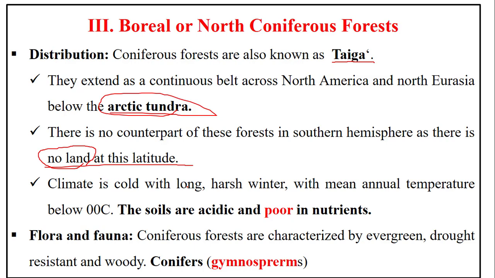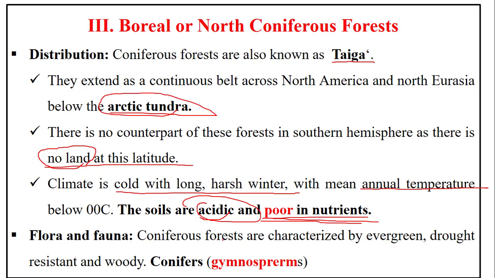The climate is cold with long, harsh winter seasons. The mean annual temperature is below 0 degrees centigrade. The soils are acidic and poor in nutrients. It is very toxic and acidic in nature, right? It is not suitable for most plants and for cultivation.